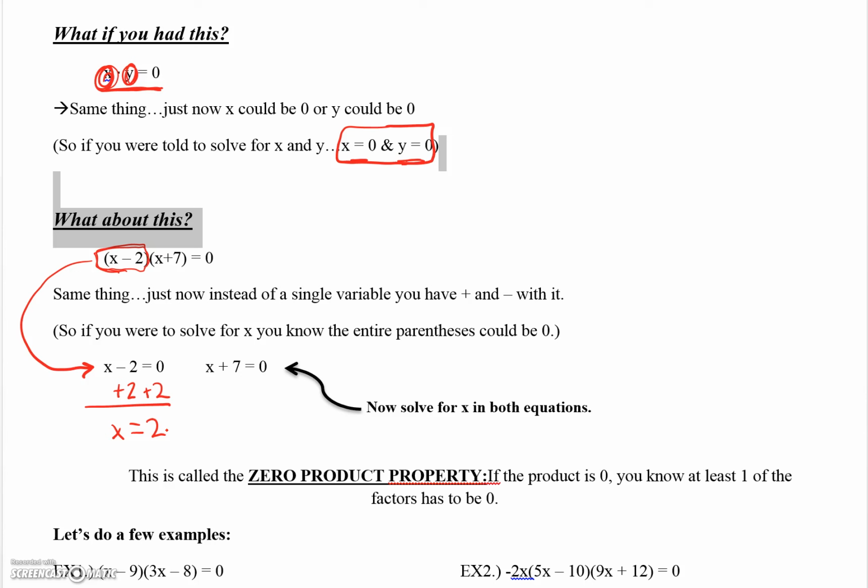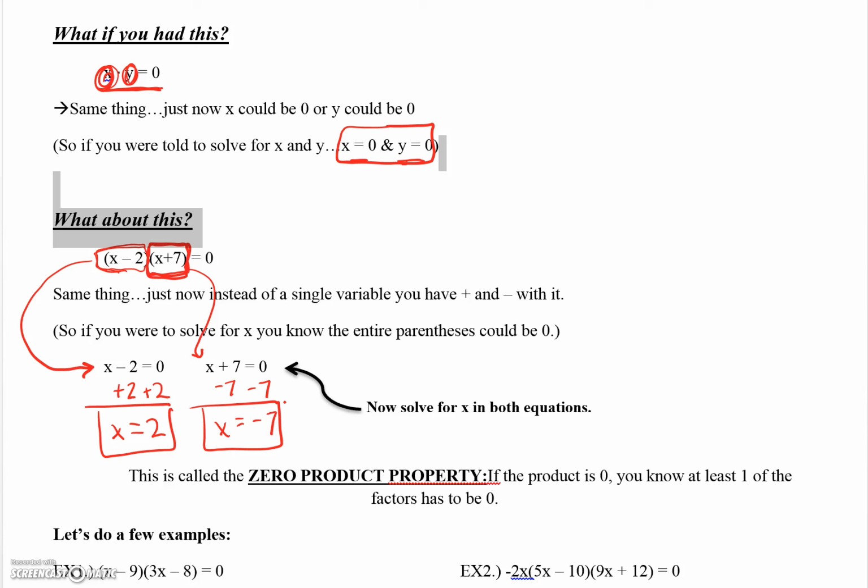Well, we have our second parenthesis here. I also need to know what this x value could be. So this entire parenthesis could equal 0 as well. So you'll see here we can make another equation with that: x plus 7 could equal 0. So if I solve for x here, I'm going to subtract 7. So x equals negative 7. So these would both be my answer in this case.